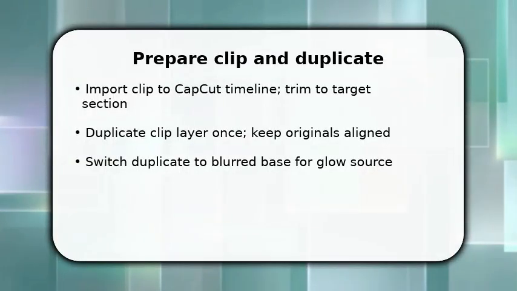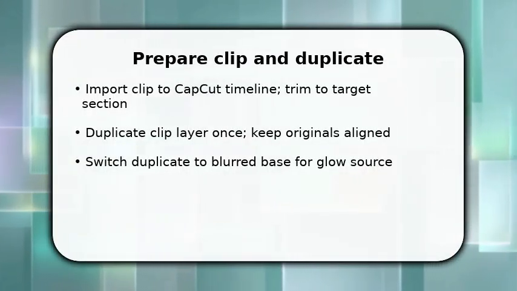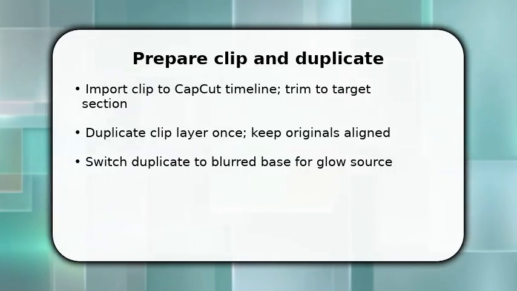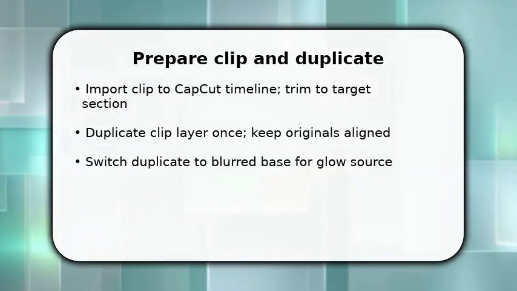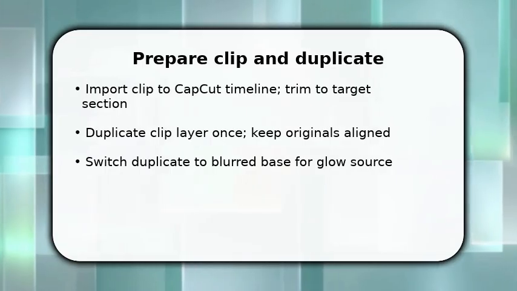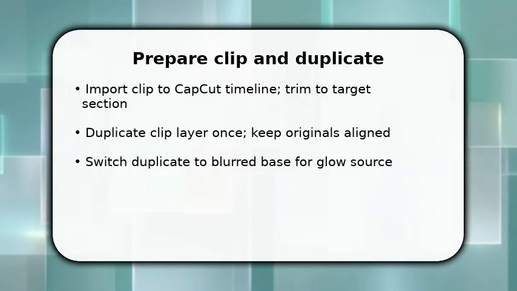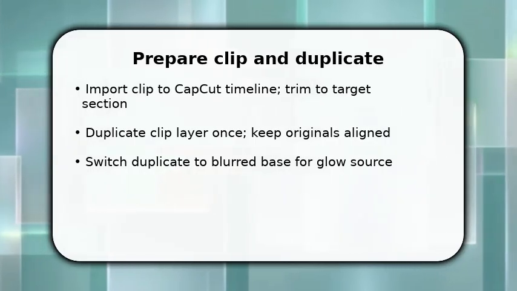You start by importing and trimming the clip to the exact section you want. Once done, duplicate that clip layer so you have an upper copy and a lower copy stacked perfectly. Make the lower copy the base of the glow. Apply a heavy blur and, if available, increase brightness or exposure slightly. This creates a soft halo.